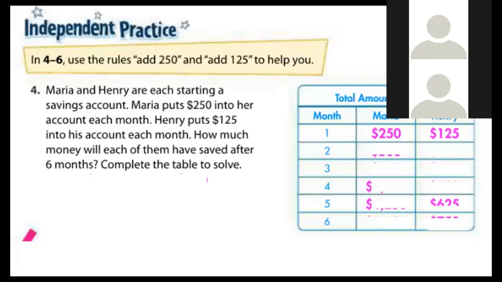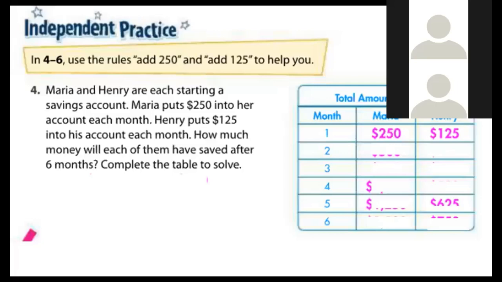Henry does the same, but he starts with a small amount of money, smaller than his friend Maria: 125 as a start point for Henry. He will increase the same amount of money each week. Okay, let's continue. In his account each month, how much money will each of them have saved after 6 months? Let's fill the table.